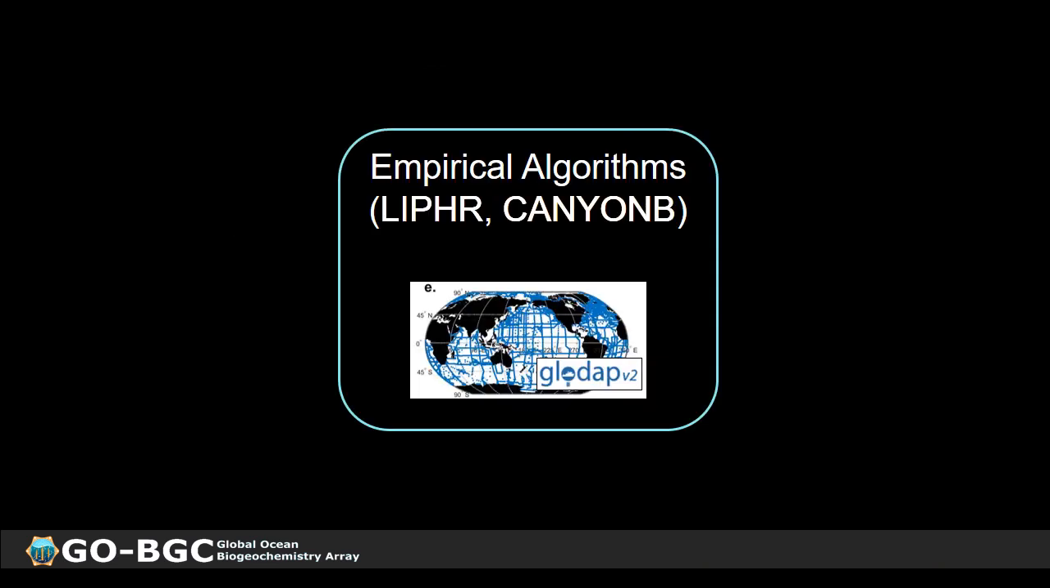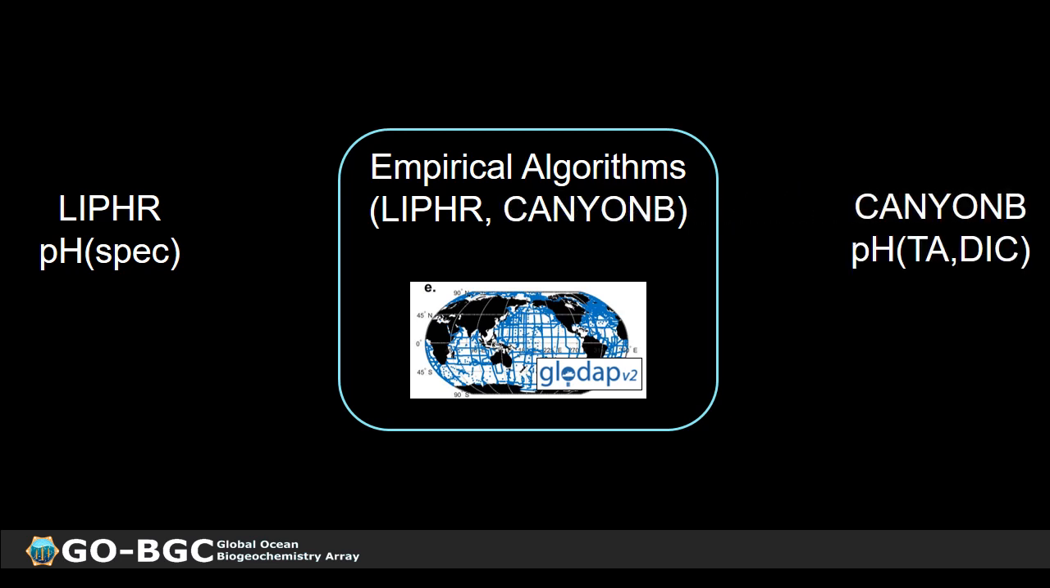Okay, so now I mentioned that there were two algorithms that exist, LIFER and CANYON-B. So you might be wondering, does it matter which one we use? And the answer is, yeah, it kind of does matter, and that's because LIFER is an algorithm that's consistent with pH measured spectrophotometrically using purified M-cresol purple, whereas CANYON-B produces a pH that is consistent with pH that is calculated from alkalinity and DIC. And unfortunately, these two pHs are not internally consistent.